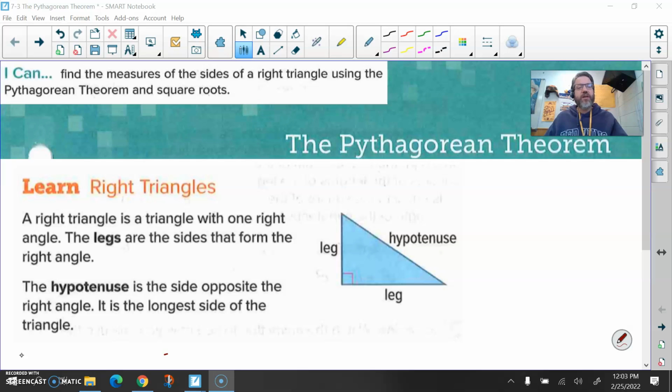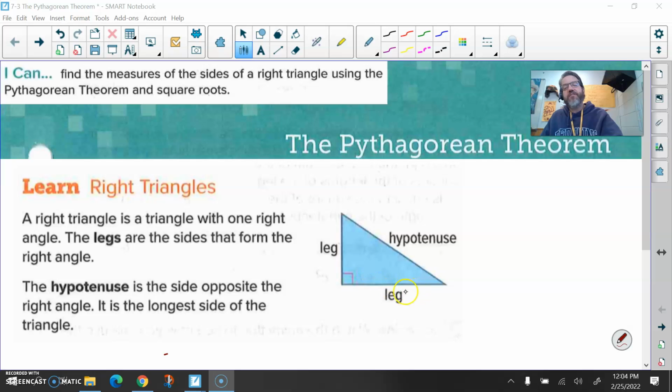All right, so we're talking about right triangles today. And how are we going to find a missing measurement in our right triangle? If we have two of the three side lengths, how can we find the third? So first of all, let's talk about some terms that I'll be using throughout this lesson. Here you see a picture of this right triangle here.